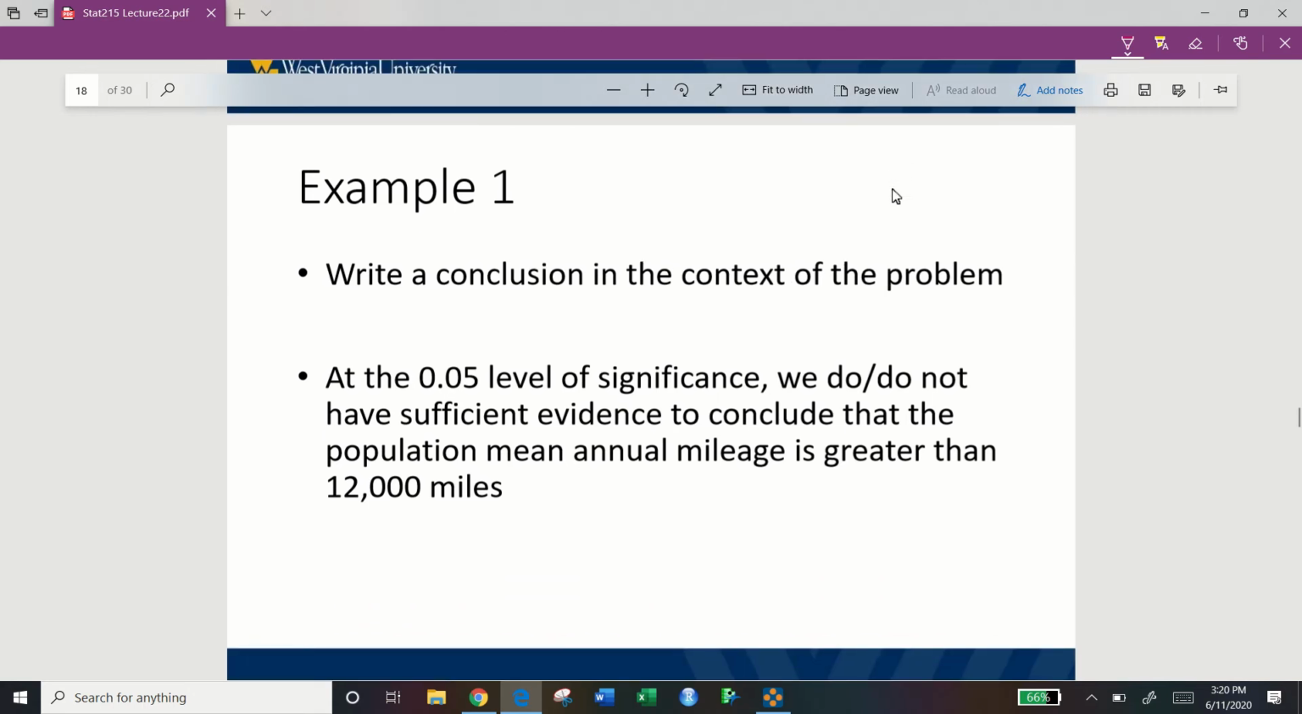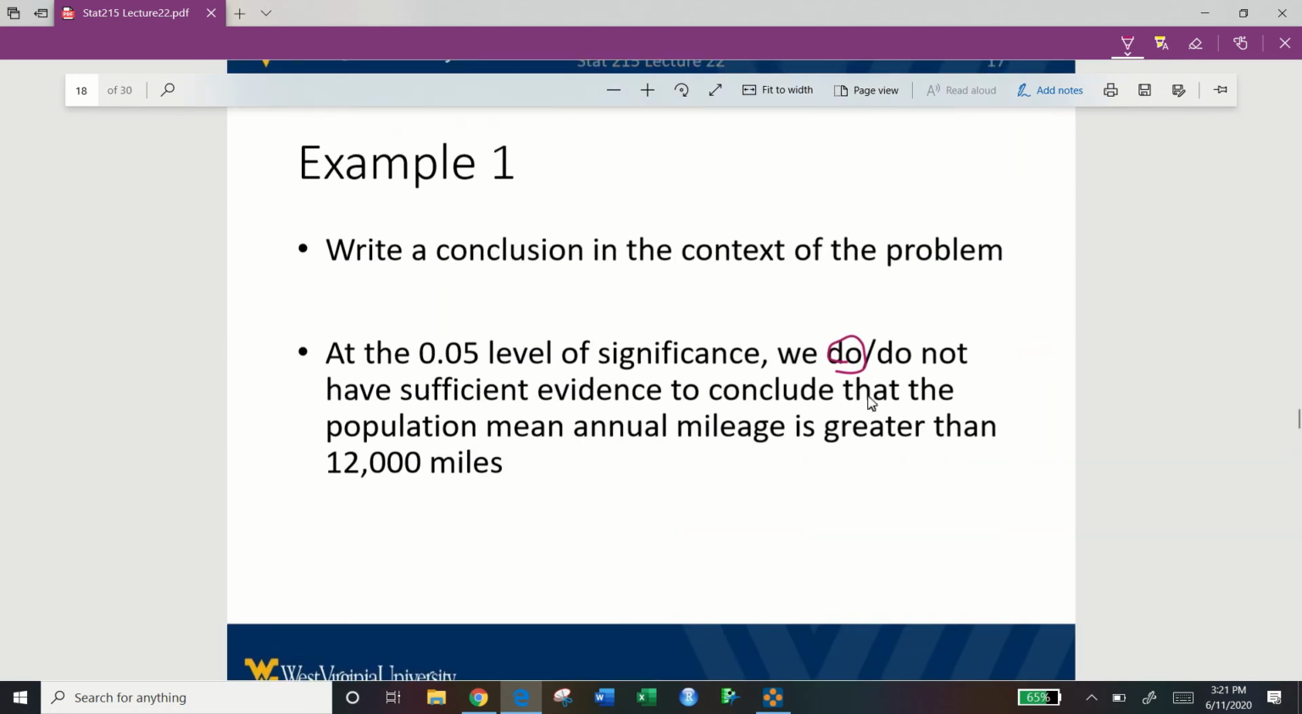So this means, since we've rejected, we now can write our conclusion in the context of our problem. At the 0.05 level of significance, we do have sufficient evidence to conclude that the population mean annual mileage is greater than 12,000 miles. Remember, if we reject the null hypothesis, that means we do have sufficient evidence. If we fail to reject, that means we do not have sufficient evidence.